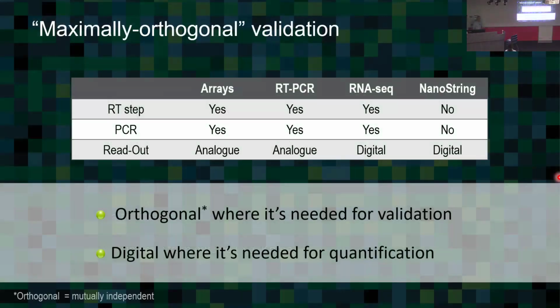Okay, so what I'd say to you is you might be entrenched in what you're doing, and that's fine. Finish what you're doing. But before you publish, it's a good idea to validate. And the best orthogonal validation method is nanoString. It's maximally orthogonal compared to the others because there's no reverse transcription, no PCR, and the readout is digital. That makes it the biggest outlier for orthogonality. Or is orthogonality a word? But anyway, that's what it is. So I would do that. It's easy to do. It's easy to run a small experiment.